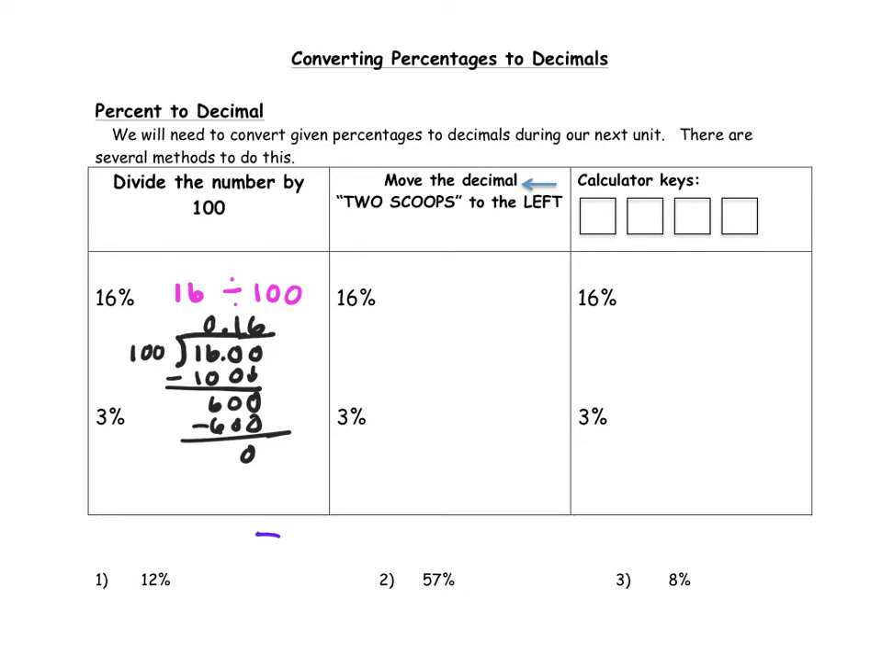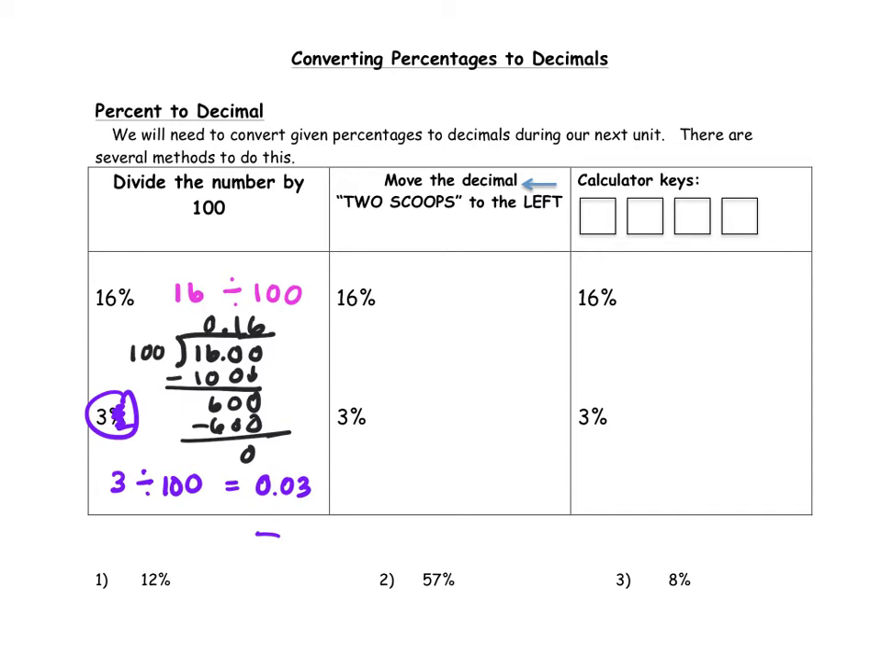So now let's try that again with our second number. In this case, it's 3%. Again, we get rid of the percent, and we take 3 divided by 100. For the sake of time, I'm going to have you do that on the calculator. And the answer is 0 and 3 hundredths.